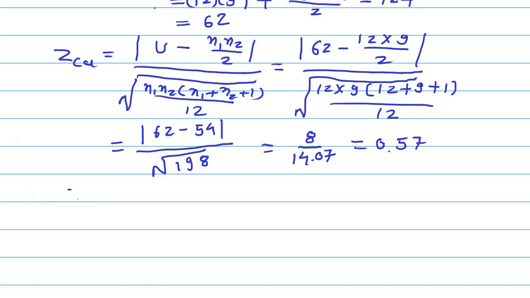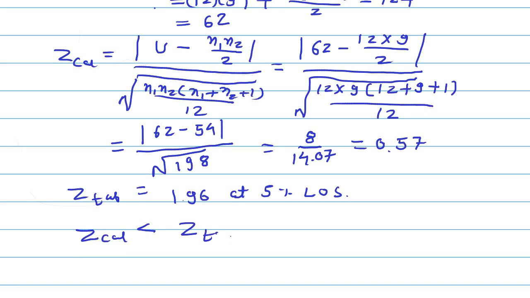Now I require table value of Z, and you know that by normal distribution table value of Z is 1.96 at 5% level of significance, and since our calculated value of Z is lesser than table value of Z, we are going to accept the null hypothesis. So this is how we are performing this test. Thank you very much. Thanks for watching.